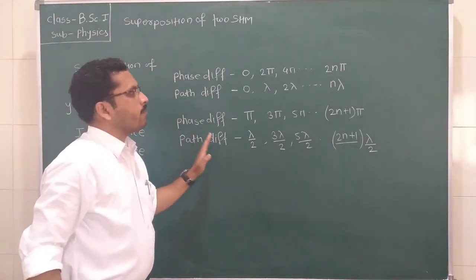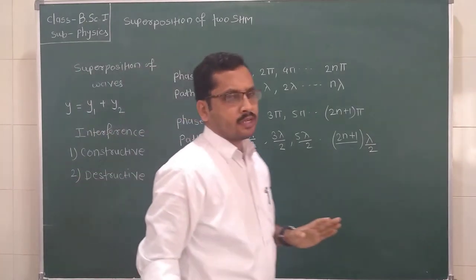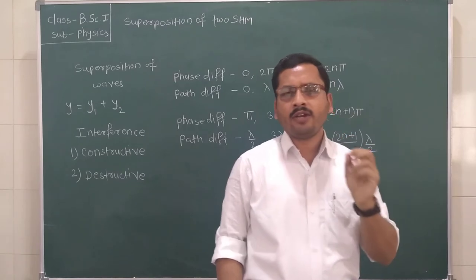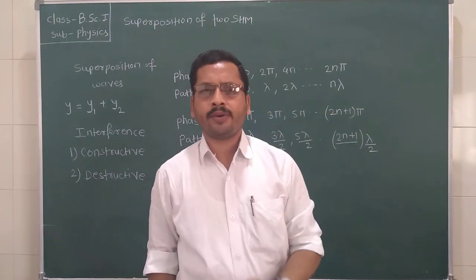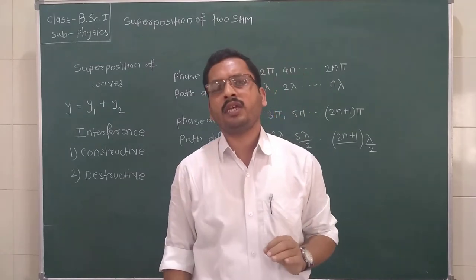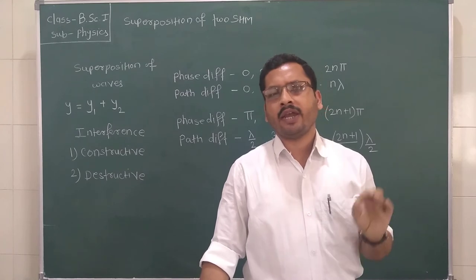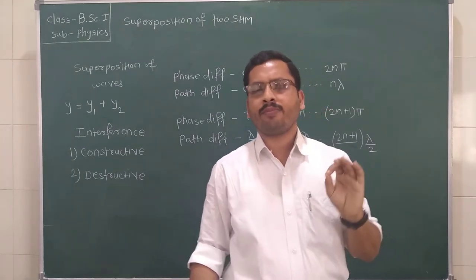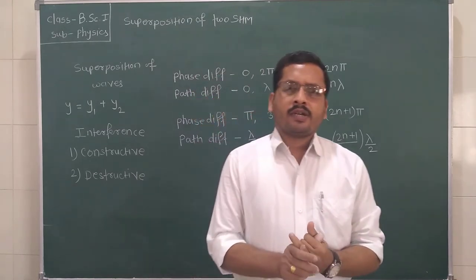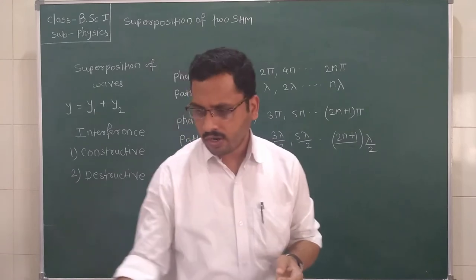You must remember these conditions for the formation of constructive and destructive interference. Now we are moving towards what happens when two simple harmonic motions traveling along the same line mix with each other: what is the resultant displacement, and what is the angle or the phase difference of the resultant simple harmonic motion? We are going to find out this equation derivation.